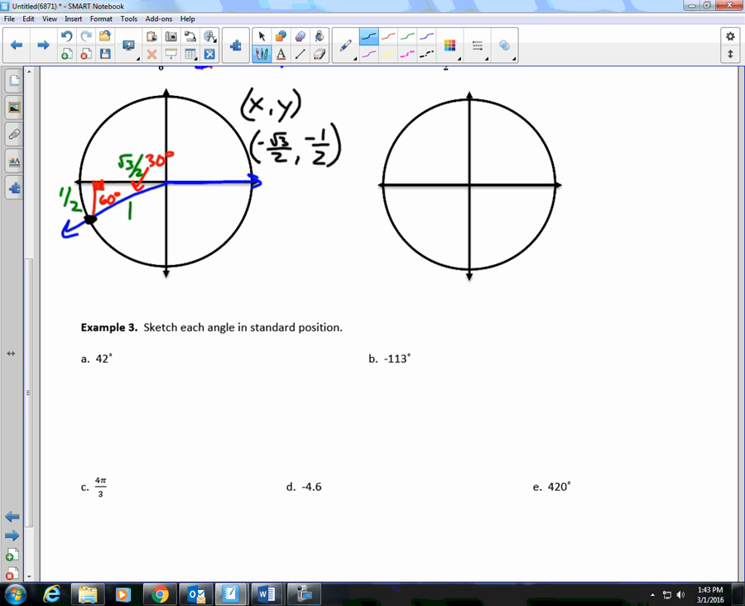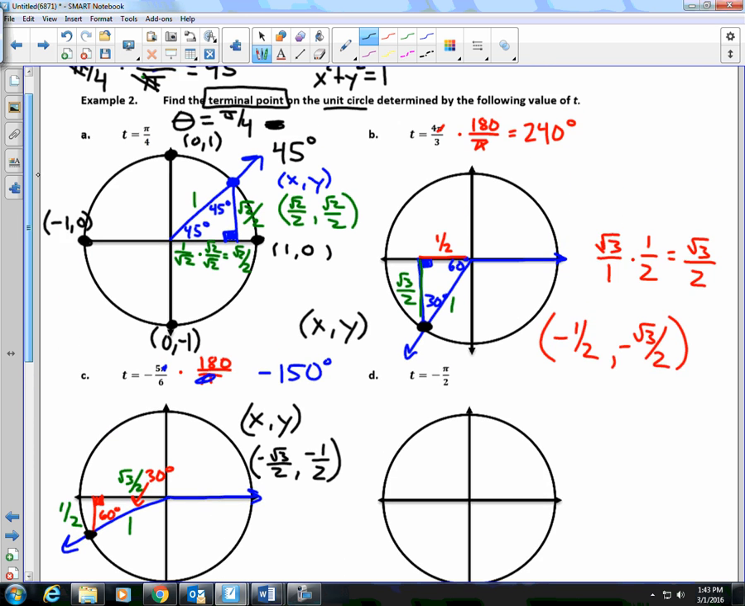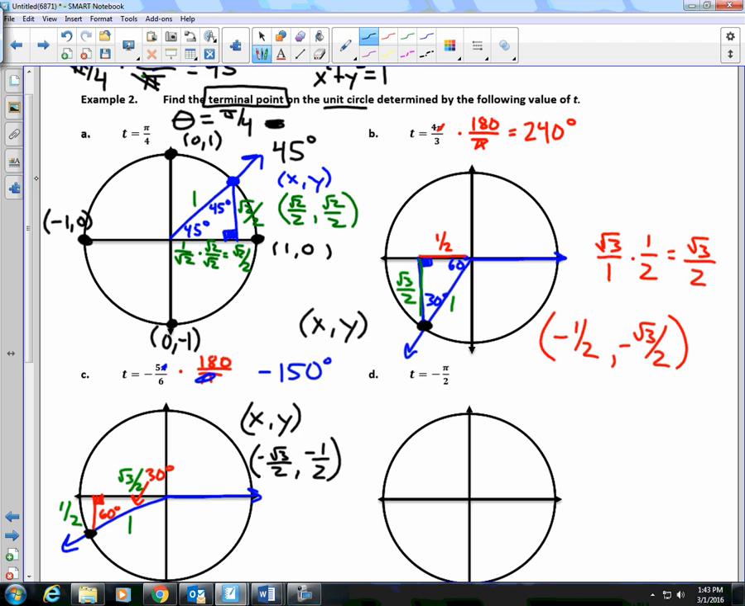Ready for an easy one? Okay. Before I show you the easy one, do you notice any similarities between problem C and B? Yeah. In fact, in these problems, you're always going to come up with these values. Square root of 2 over 2 and square root of 2 over 2, positive or negative. Or 1 half and root of 3 over 2. Or root of 3 over 2 and 1 half. Positive, negative. They'll always end up being one of these examples. Always.